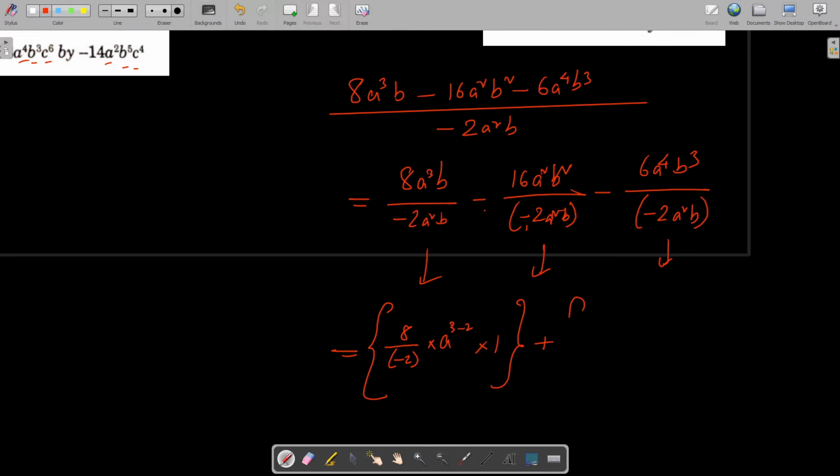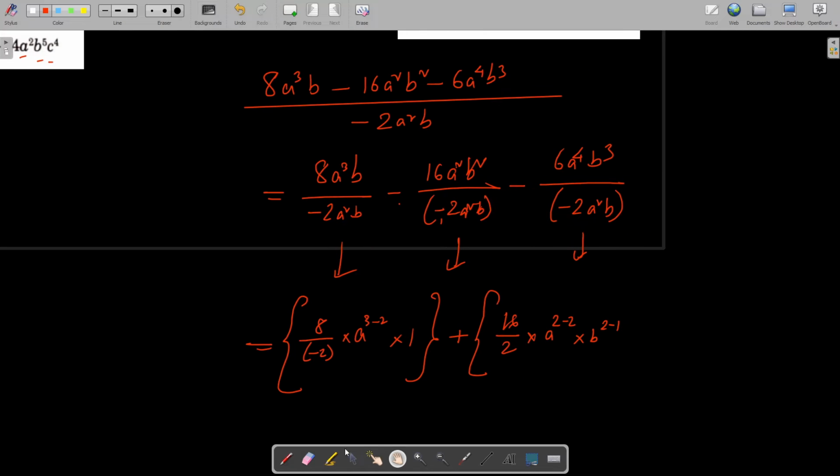It will become plus. Then we'll have 16 divided by 2 into, both are a square, so a to the power 2 minus 2, it will become a to the power 0. Then we have b to the power 2 minus 1. And the last one, again there is a minus over here, minus, it will become plus, so it will be 6 divided by 2 a to the power 4 minus 2 into b to the power 3 minus 1.